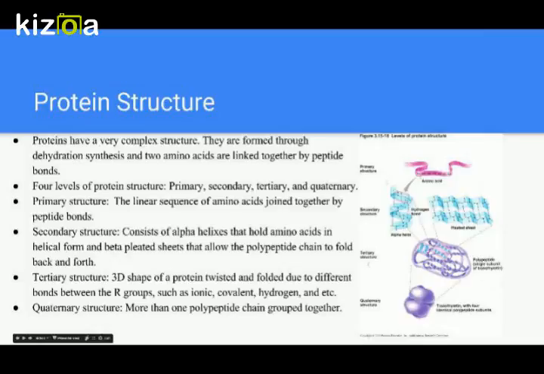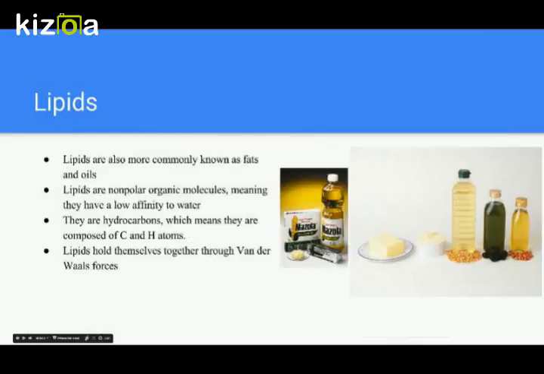helical form and beta pleated sheets allowing the polypeptide chain to fold back and forth. The third is tertiary structure, which is the 3D shape of a protein twisted and folded due to different bonds between R groups, such as ionic, covalent, hydrogen, and etc. The last is quaternary structure, which is more than one polypeptide chain group.